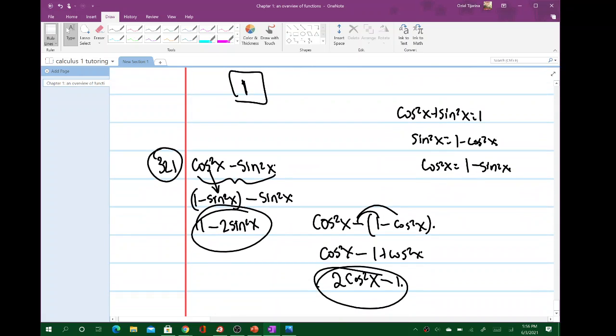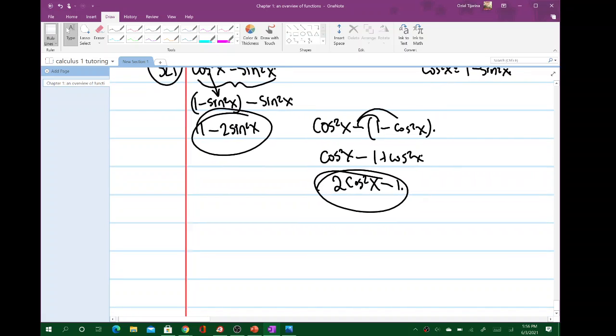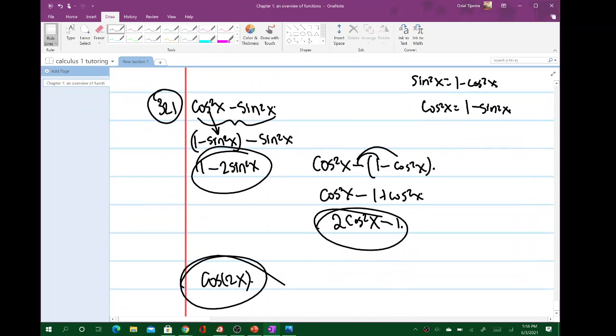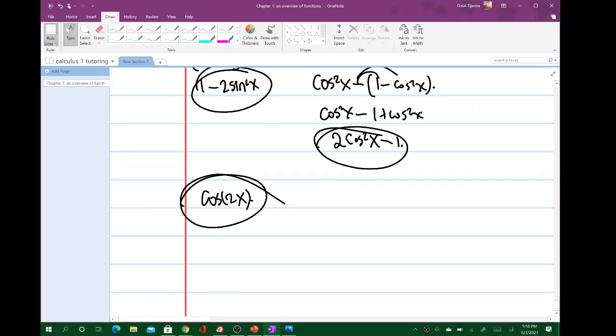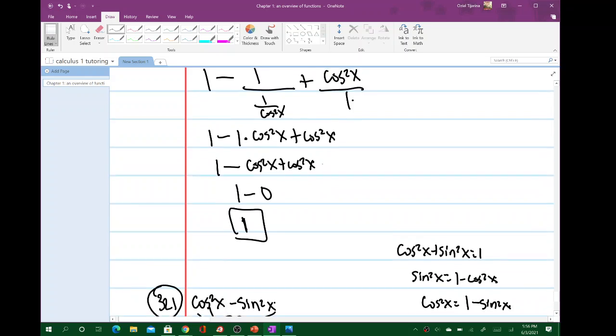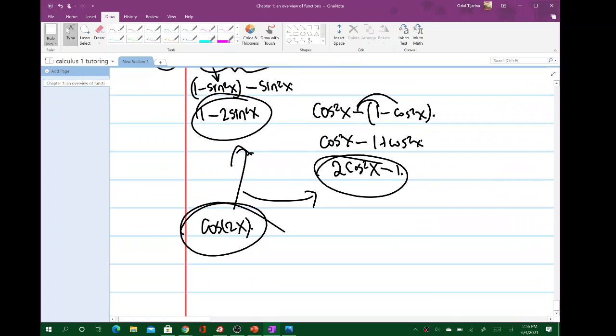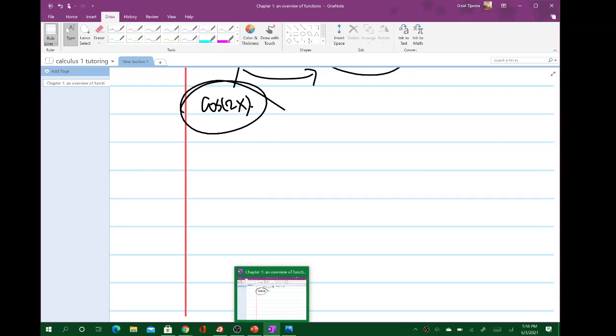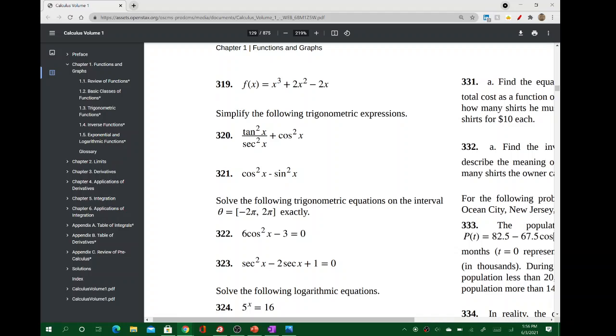You can also remember that this is really cosine of 2x. Okay? But of course, you can then say that cosine of 2x, and you can try to prove that that is equal to both of these. Okay? That's kind of how you do that one. There's more than one way to simplify this one.